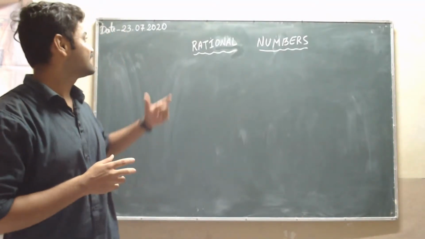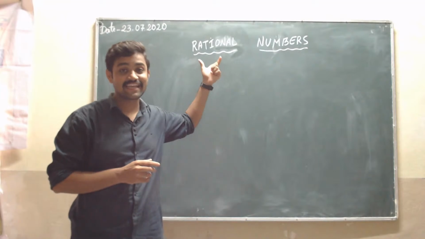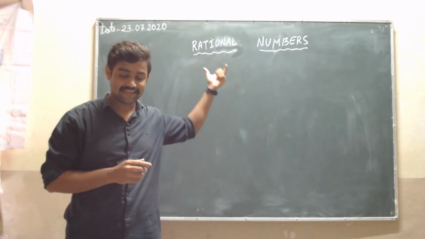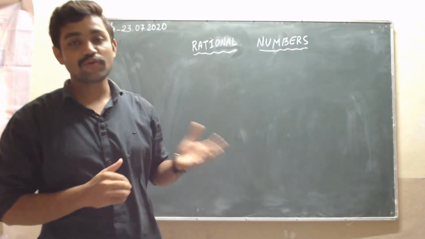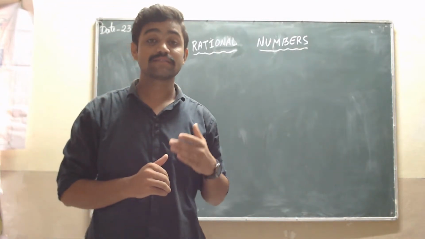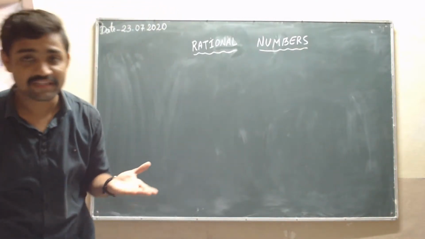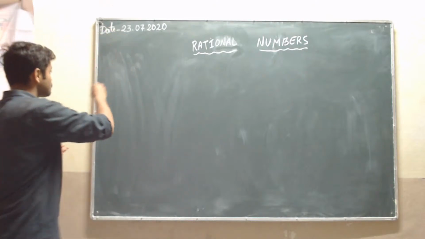Today I deal with a new chapter, that is rational numbers. Before going to start, I will start from some basic things. That is simple. That is natural numbers. What are natural numbers?